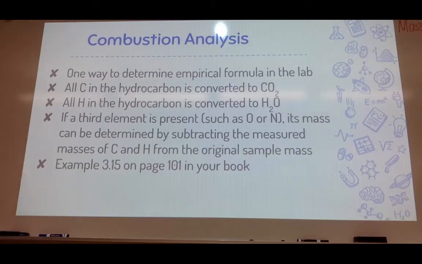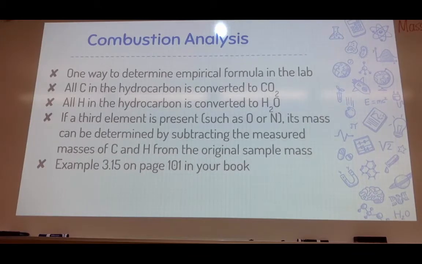It's 3.15 on page 101. So again, if you want a textbook, I can give you one. And this example walks you through step by step on a combustion analysis problem. I also have a combustion analysis example within chapter 3. So if you want to watch another example, there is one in the YouTube playlist for going through combustion analysis as well.